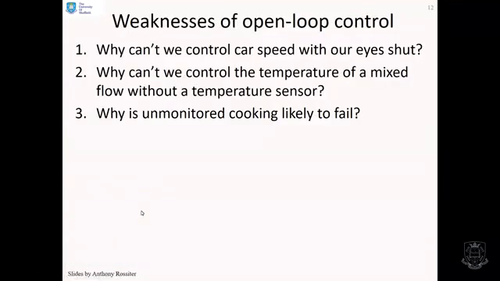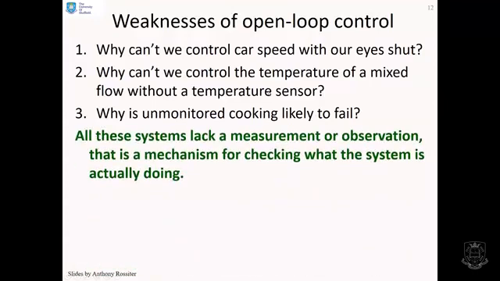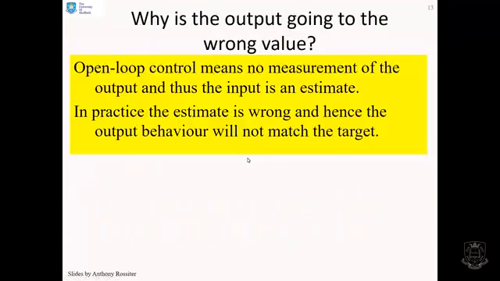Okay, so what are the weaknesses of open loop control? Why can't we control car speed with our eyes shut? Why can't we control the temperature of a mixed flow without a temperature sensor? Why is unmonitored cooking likely to fail? All of these systems lack a measurement or observation. That is a mechanism for checking what the system is actually doing. And without observation, we do not know whether the behaviour is correct, and hence we've got no information with which to update our system input.